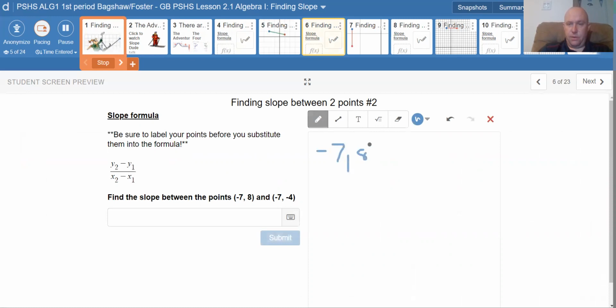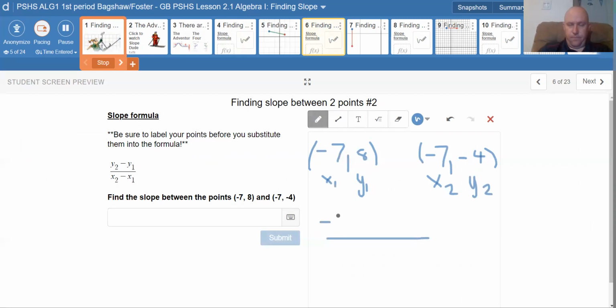So I'm going to write out the question first because I want to label the coordinates. Negative 7, negative 4. I'm going to label my x1 and y1. And hopefully you'll be able to do this a little neater than what I'm doing right now, because I'm just using my mouse pad. So we're going to substitute into this formula.